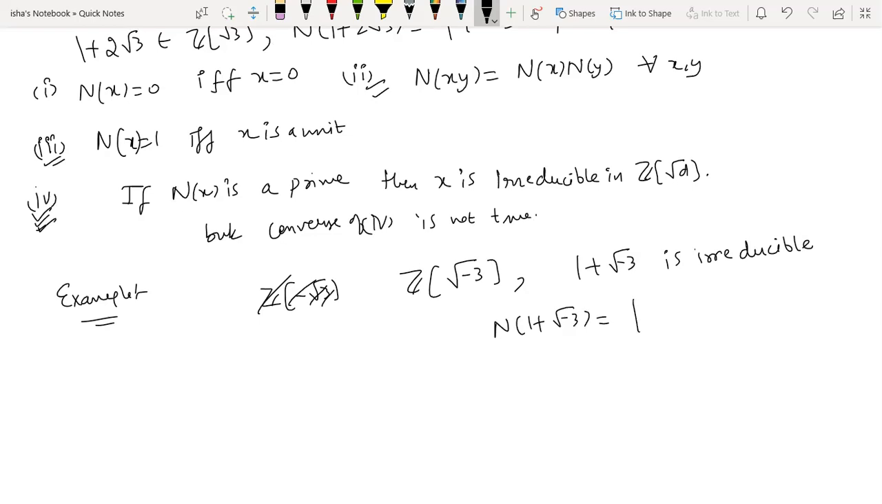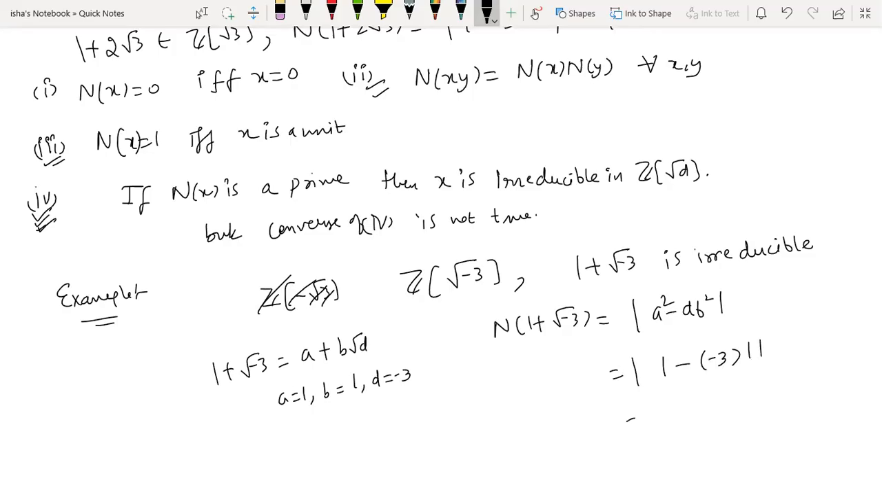The formula of the norm is modulus of a square minus d b square. So if you write this element as a plus b root d, then a is 1, b is 1, and d is minus 3. So it is modulus of a square minus d b square, so it's 1 minus minus 3, so it is 1 plus 3, which is turning out to be 4.